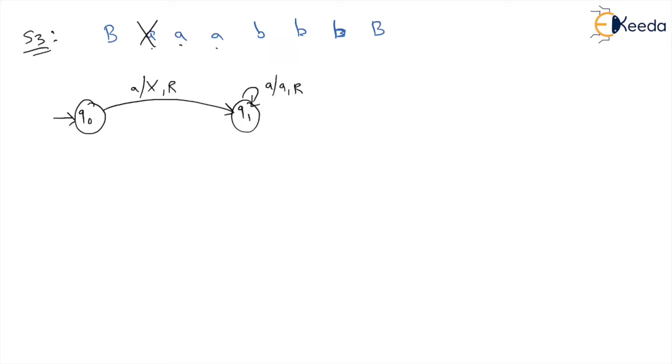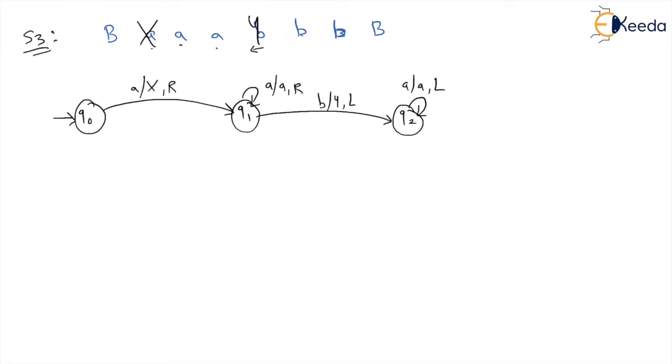Over here in Q1, the moment you get a small b, you are going to make it as y and move to the left, right? Now when you move to the left, you are going to get a lot of a's. So I say whenever you get a, you keep it as a and move to the left.